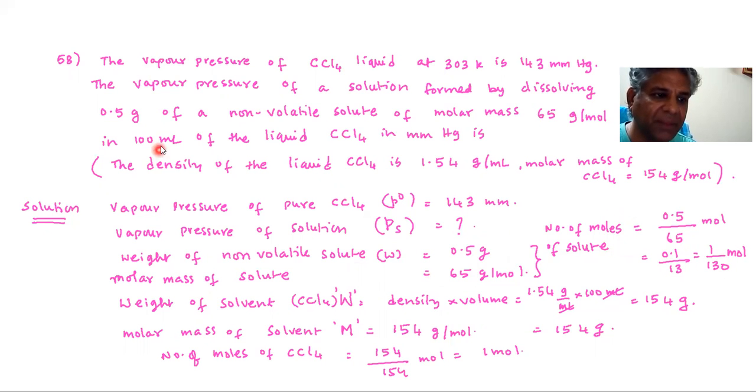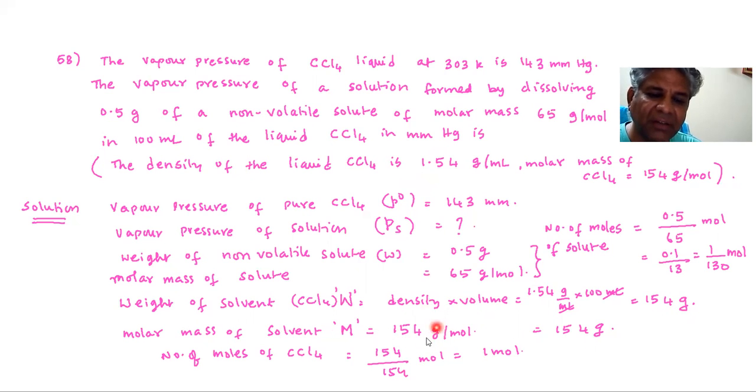Now here he has given the density of the liquid. Volume is given and density is given. So you multiply this density into volume, and you will get the weight of the solvent. So the weight of the solvent is equal to density into volume. That turns out to be 1.54 grams per ml into volume 100 ml, so that turns out to be 154 grams. Now you know the weight of the solvent.